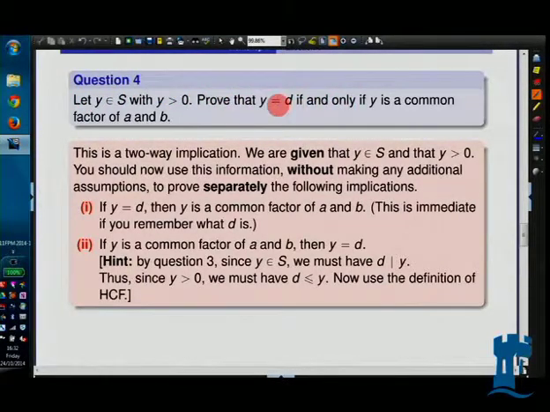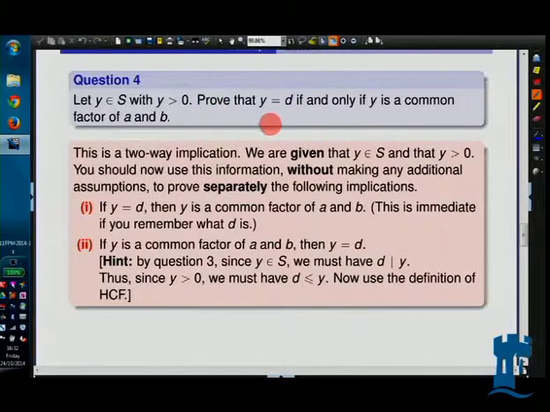And I'm asking you to prove this rather strange-looking statement, that y is equal to D if and only if y is a common factor of A and B. Remember, A, B, and D are fixed in this whole session. So A, B, and D are not varying, but we don't know what y is yet, so y can be various different things. But A and B are what they were before. D is the highest common factor of A and B. So that's still true. And the statement here is y equals D if and only if y is a common factor of A and B.